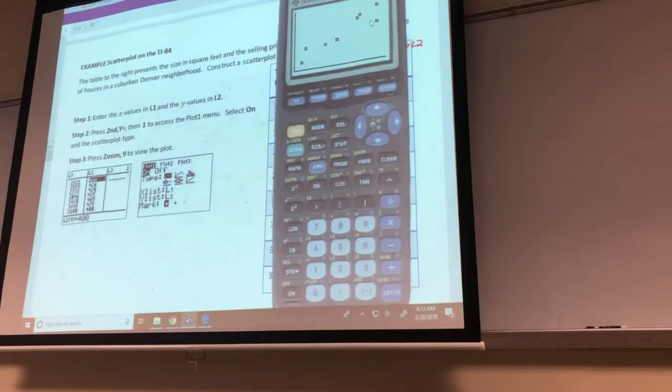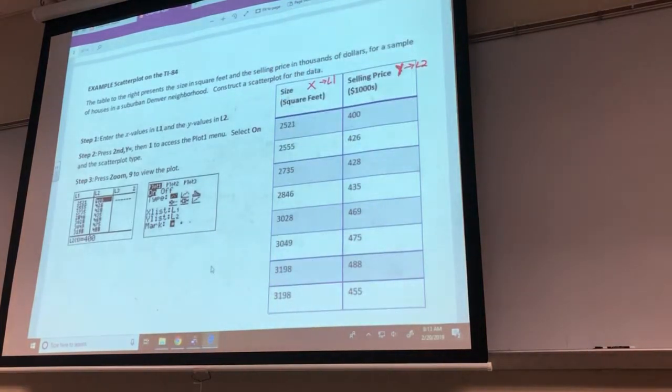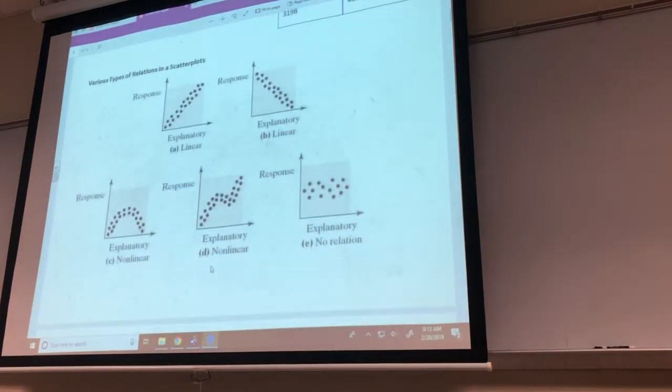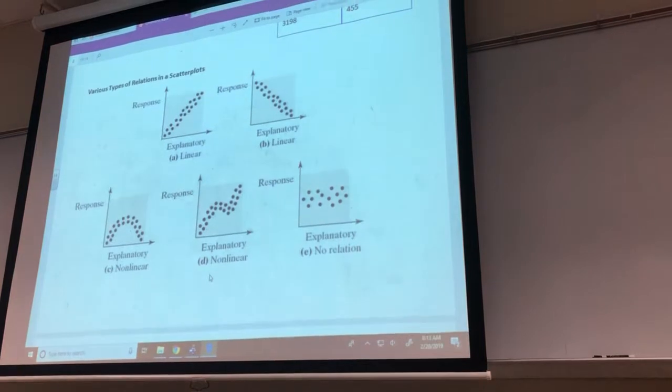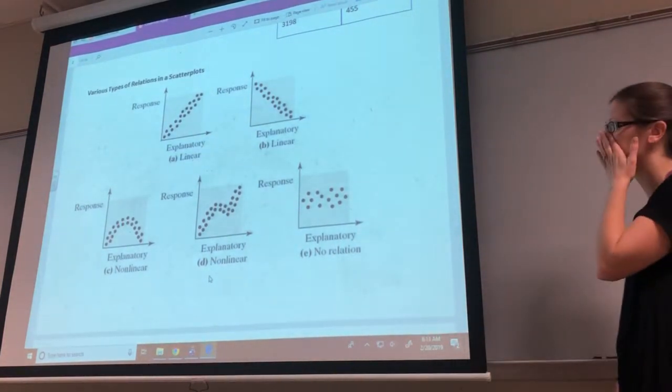Information if you want to on those ones. So once we have that, we're going to talk about what we see when we get the scatter plot, what type of relationship we see.